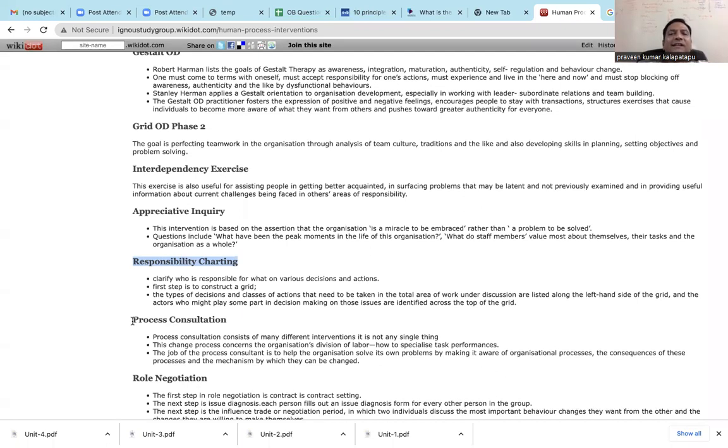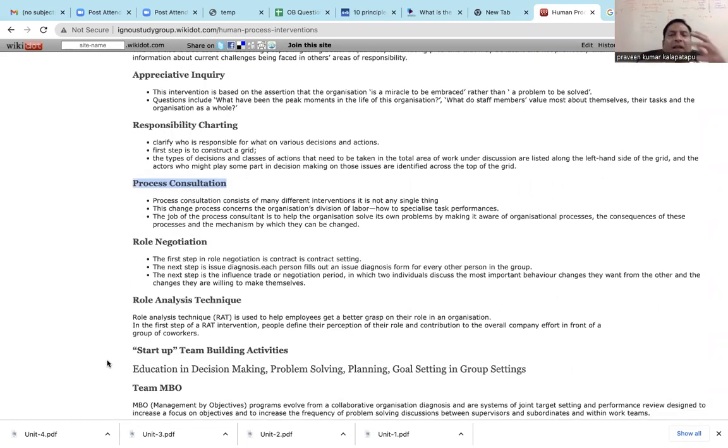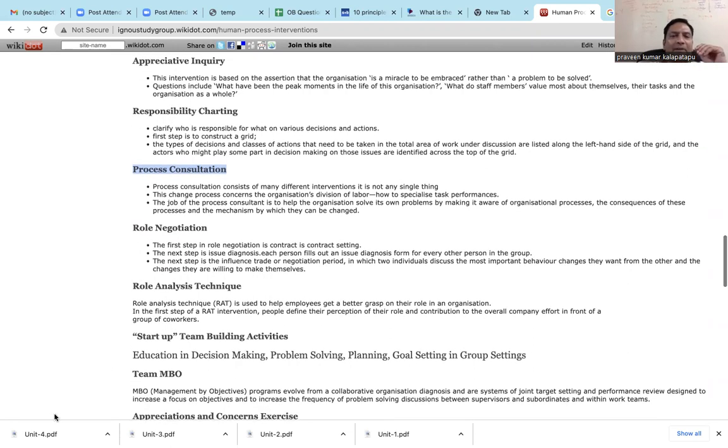Now, process consultation. We talked about this in one particular unit. You bring in a consultant who is going to analyze your processes and suggest what needs to happen. So this is the type of intervention.